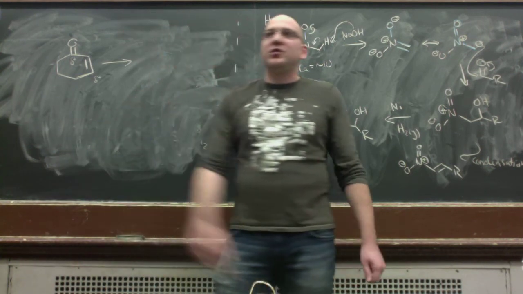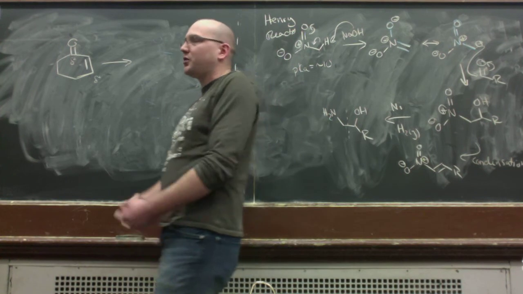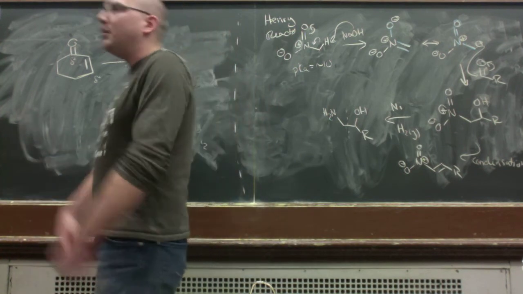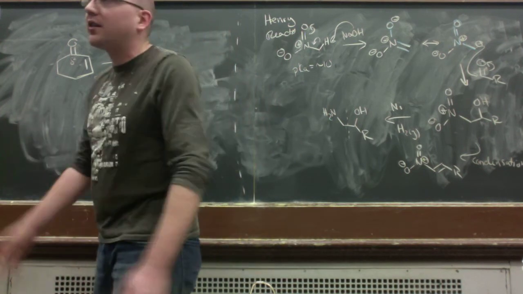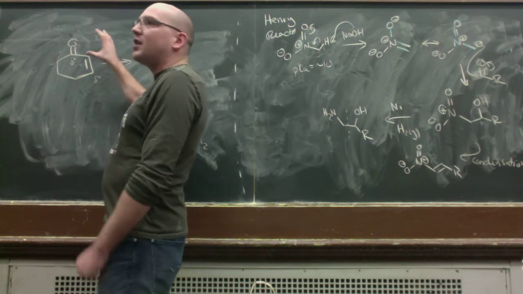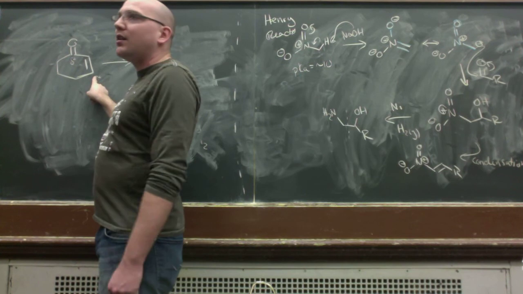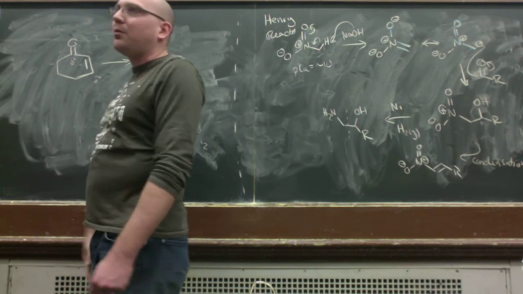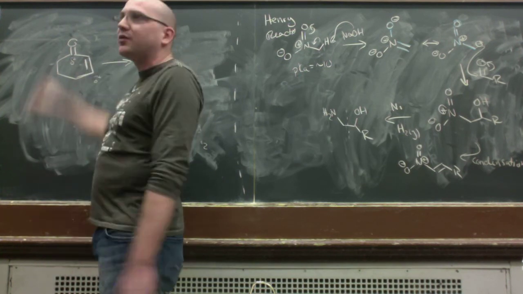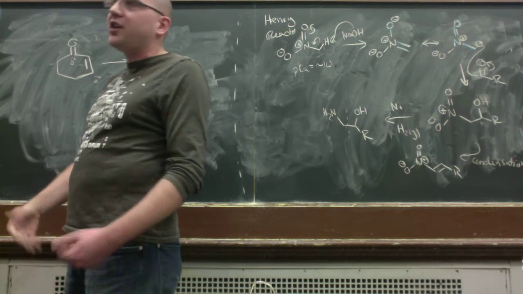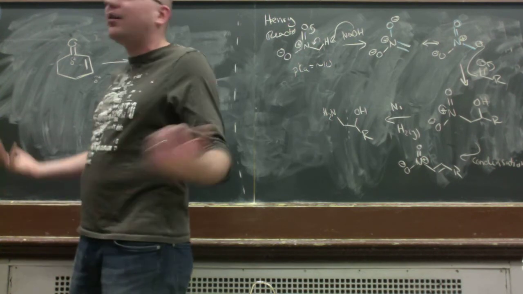The go-to conditions would be things called Luche reduction conditions, which is like cerium trichloride and methanol with sodium borohydride or something like that. It's not in your book. But that's the conditions that people have worked out to selectively go after this. If you want to go to the beta conditions, truthfully, you're not going to probably use rhodium and hydrogen because you'd be nervous it's going to reduce this. The go-to conditions are going to be this reagent called superhydride, which is a boron hydride reagent.